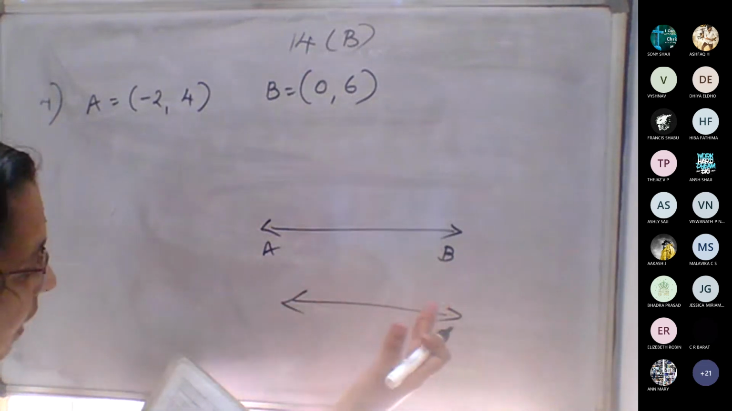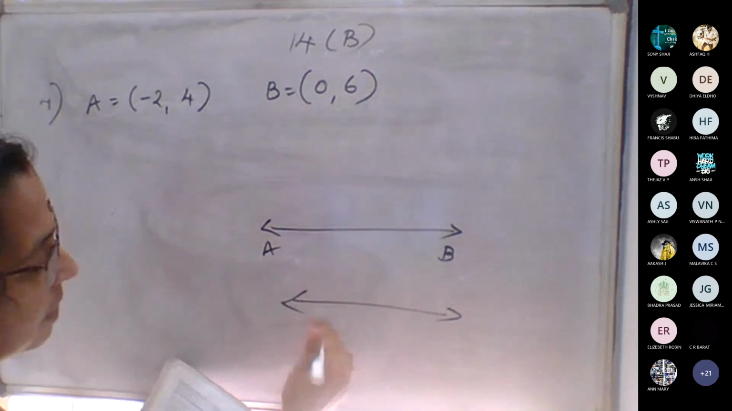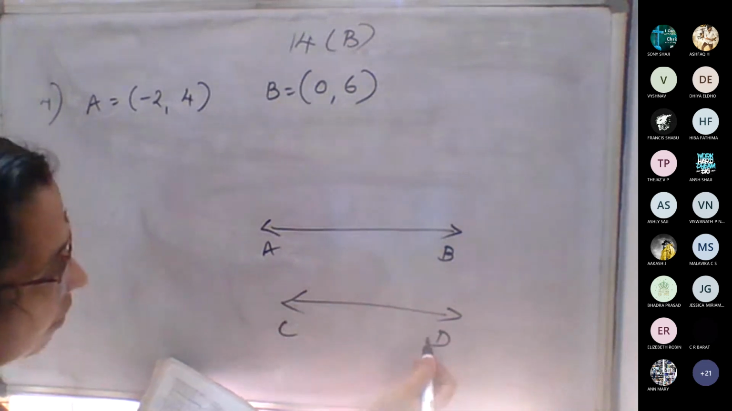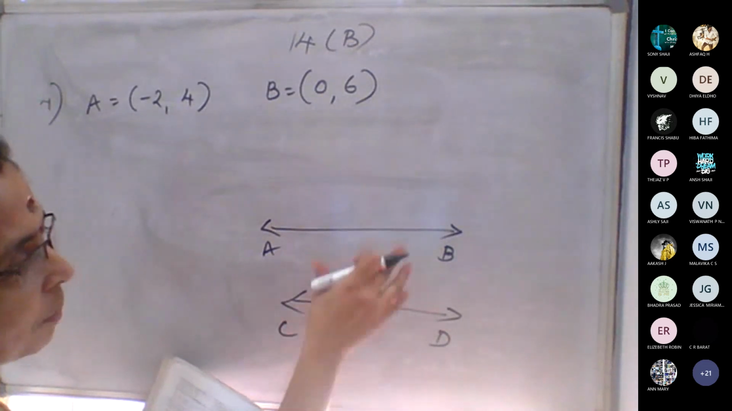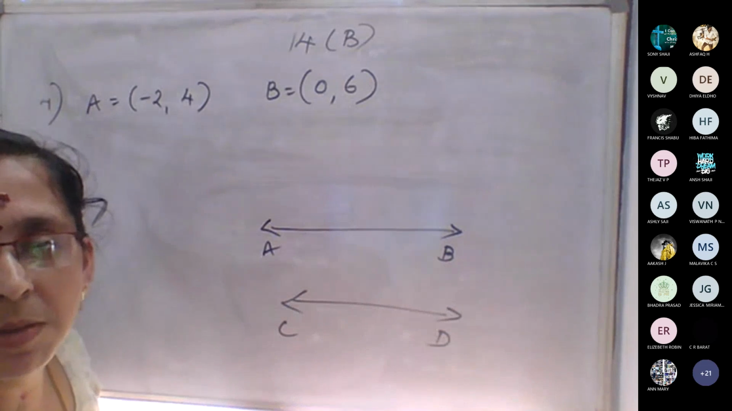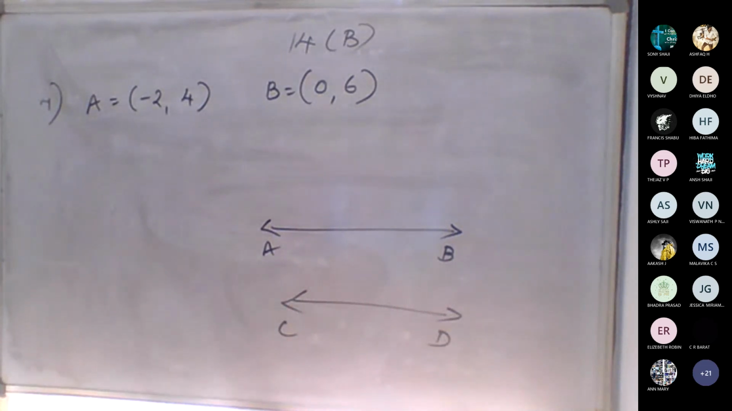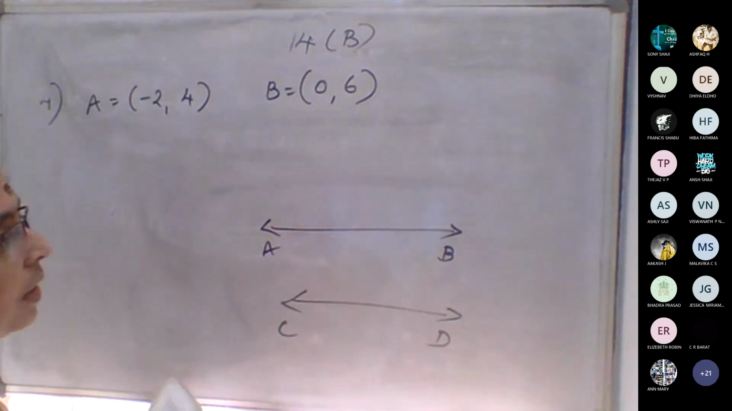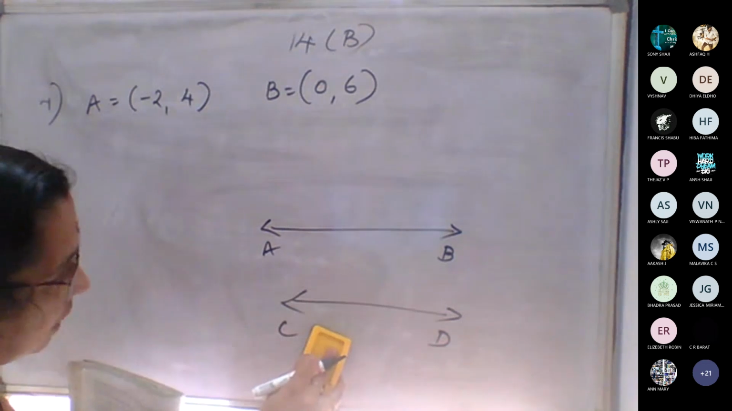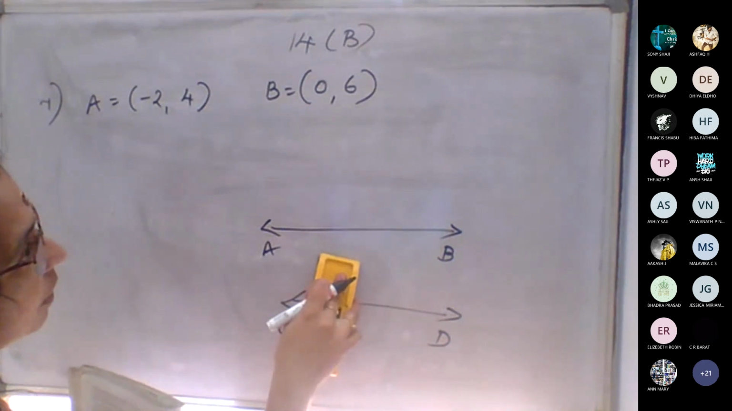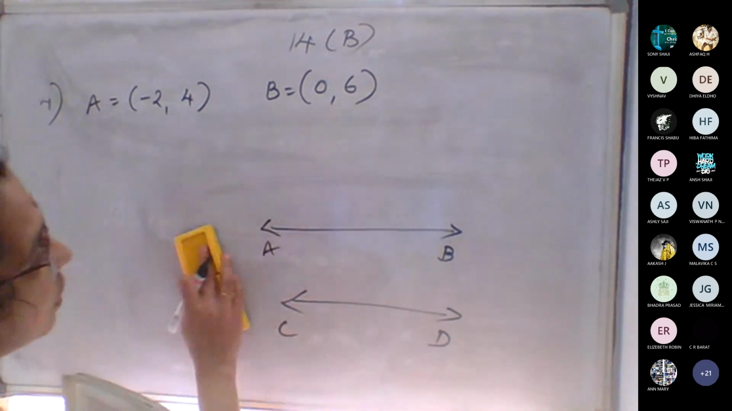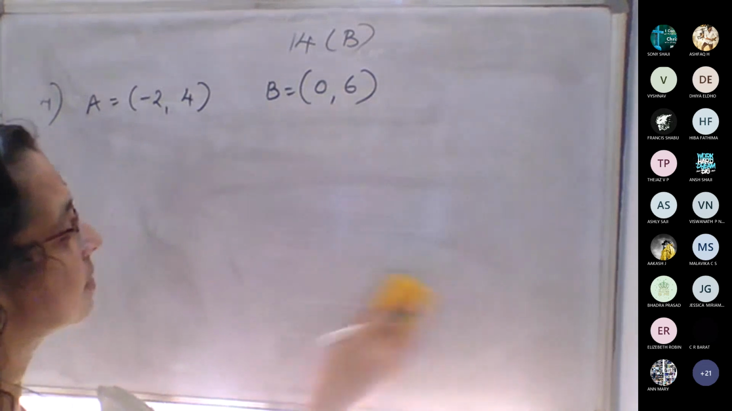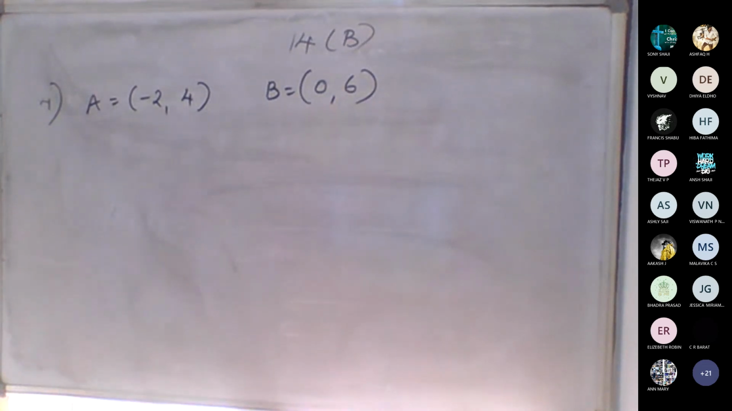Find the slope of the line parallel to AB. That means we have to find the slope of CD. The slope of CD is the same as the slope of AB. Why can we say that? Because it is given that both lines are parallel. So instead of finding the slope of CD, we can find the slope of AB, and that will be the answer.